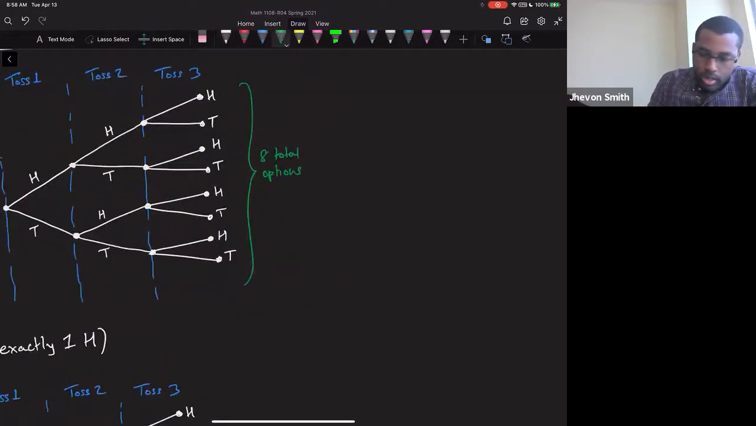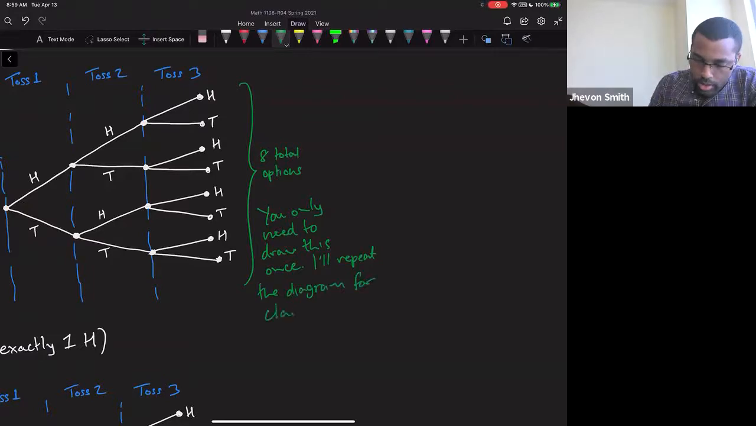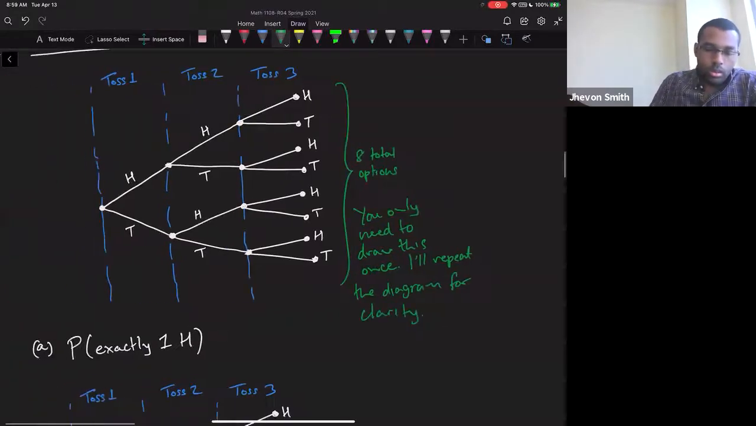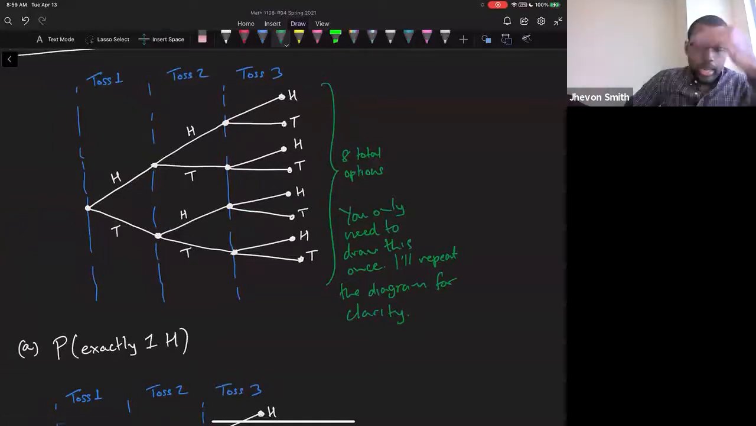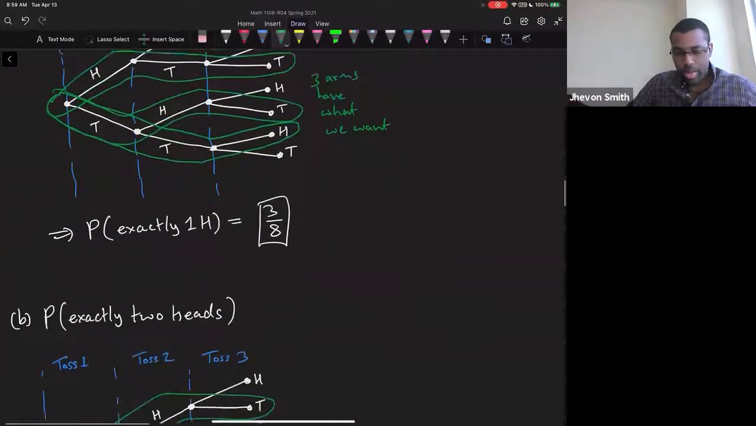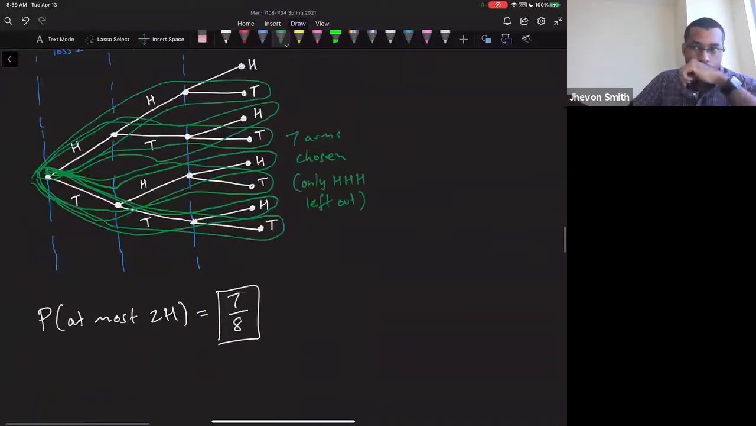So I'll mention here, you only need to draw this once. I'll repeat the diagram for clarity. So another way to get to all the correct answers, 3 out of 8, 3 out of 8, and 7 out of 8, via a tree diagram. So those are the main general methods, I would say.